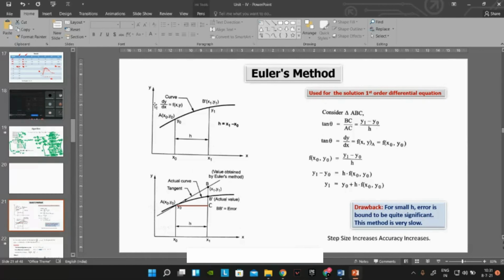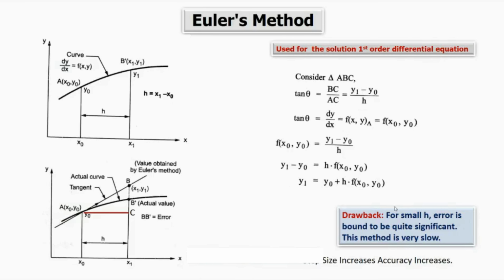First of all, look at this diagram. So this is the function or a curve. This curve is represented by its slope. The slope of this curve is represented by dy by dx is equal to a function of x, y. So this is the given equation. In the case of numericals, we always get the equation in terms of dy by dx, so that is represented by a function. So dy by dx is a function of two parameters, x and y.